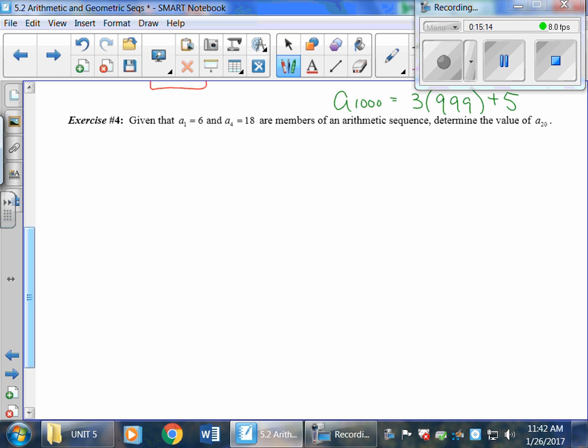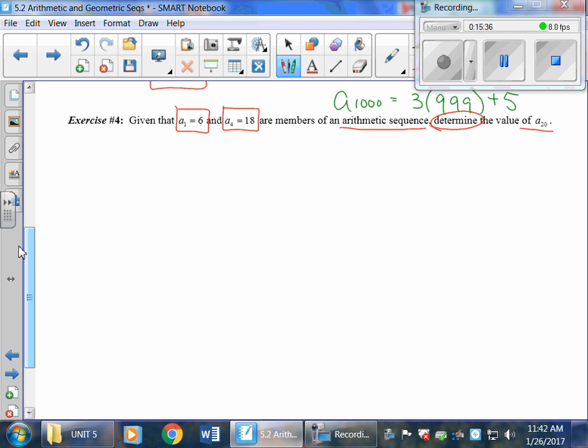Given that a sub 1 is 6 and a sub 4 is 18 are members of an arithmetic sequence, and that's very important. They have to tell you that because otherwise you don't know what kind of sequence it is. Determine the value of a sub 20. So we have a sub 1 and a sub 4, and we need a sub 20.